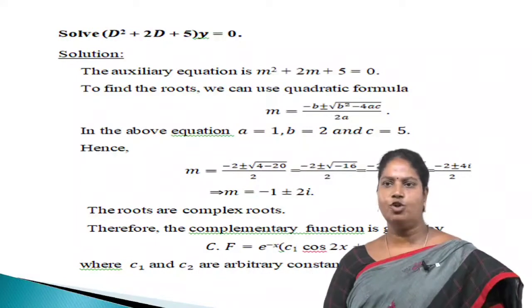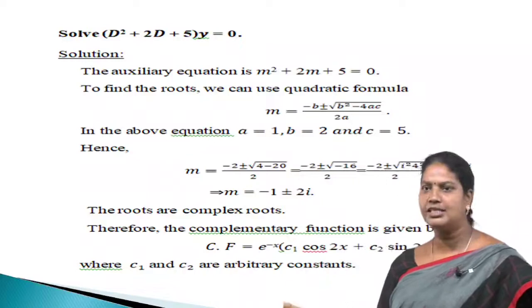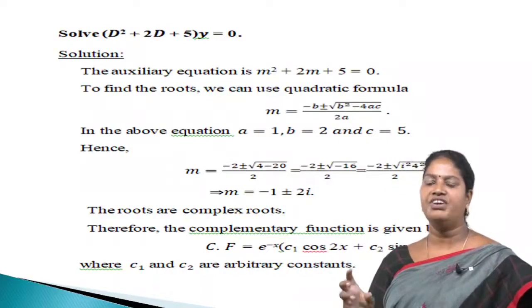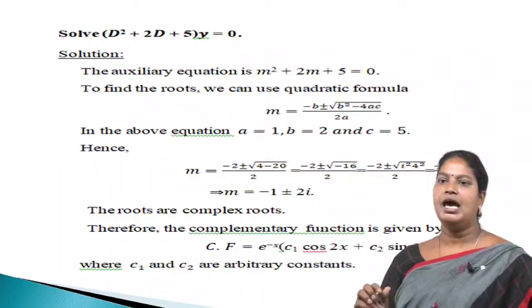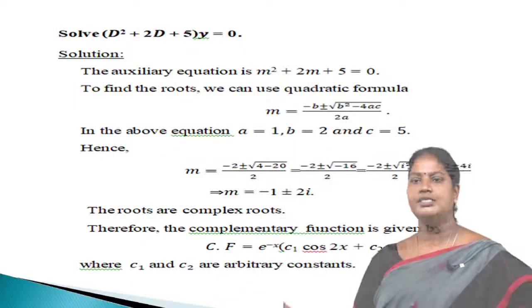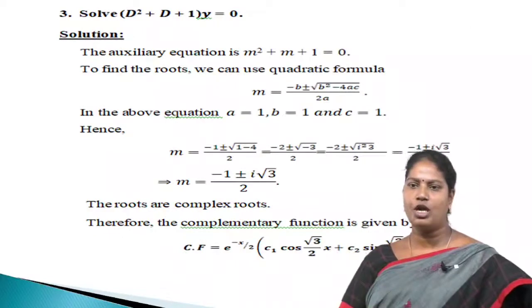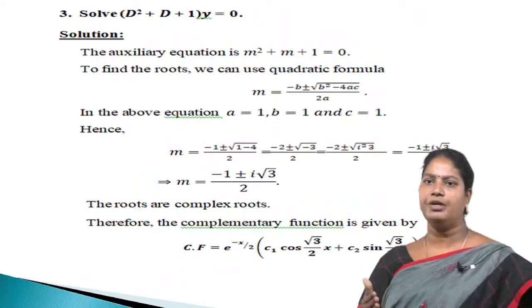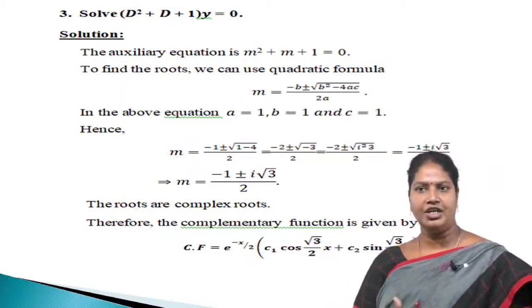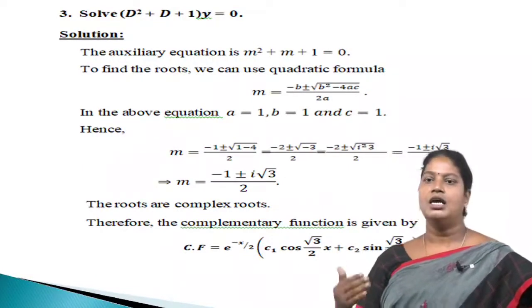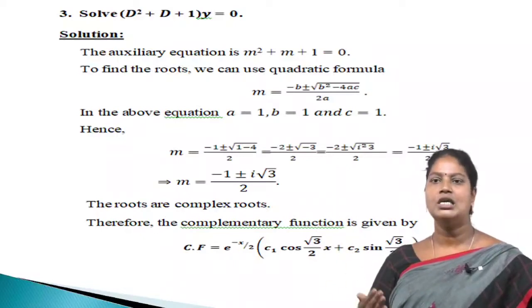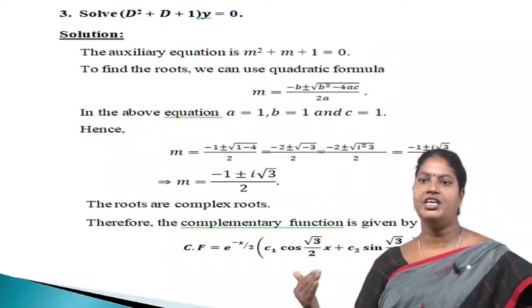Hence, m is equal to minus 2 plus or minus root of 4 minus 20 divided by 2. By solving this equation, we can observe that m will have the value minus 1 plus or minus 2i. Here alpha is minus 1, beta is 2. In a similar way, we can solve the problem (D square plus D plus 1) into y equal to 0. Again we use the quadratic formula and we get complex roots, that is minus 1 plus or minus i root 3 divided by 2.